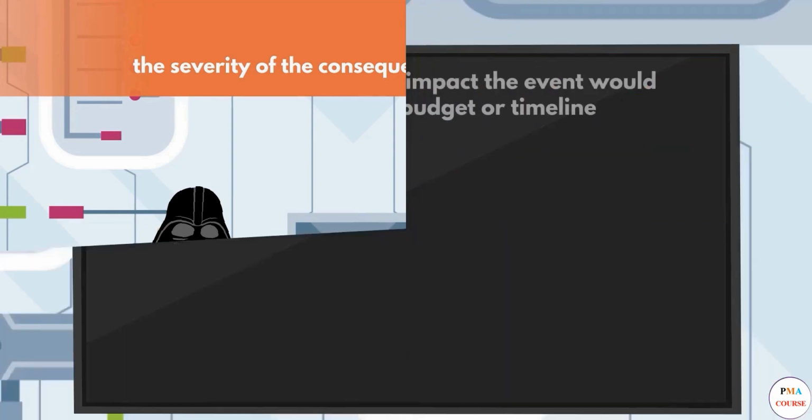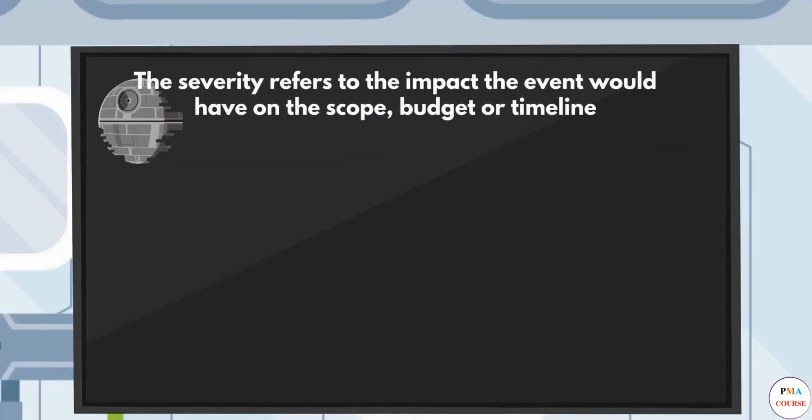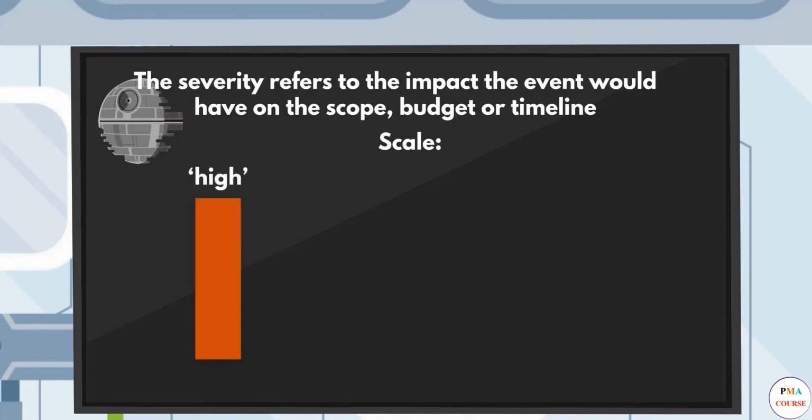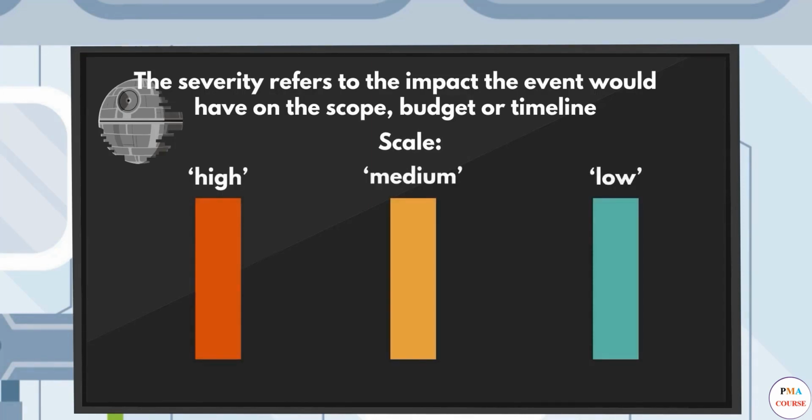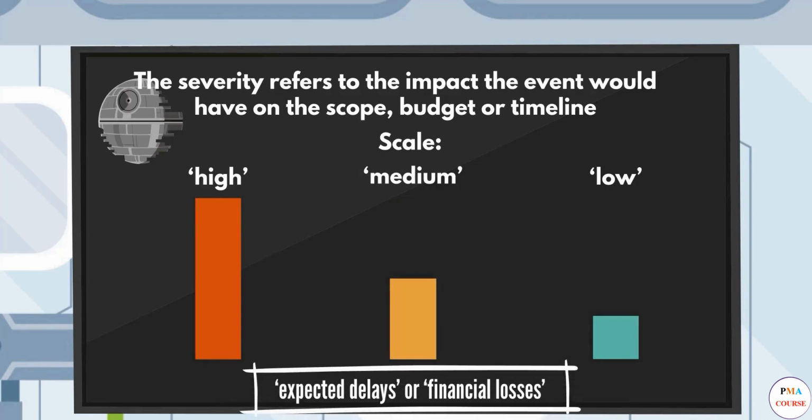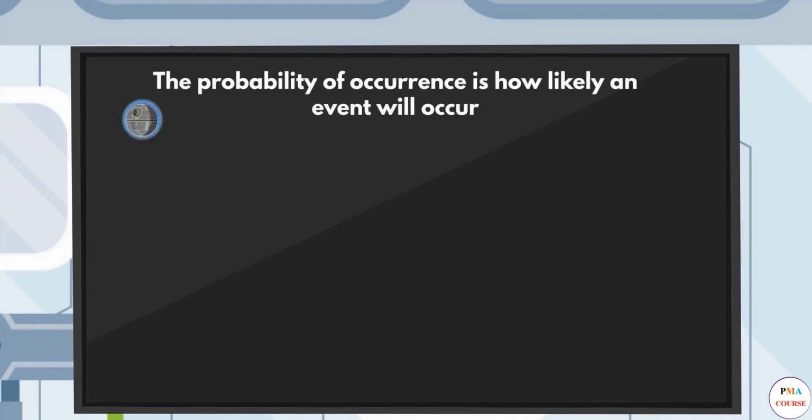The severity refers to the impact the event would have on the scope, budget, or timeline, and to what degree the project activities are exposed to such an event. We record the severity with a scale. A simple one would be high, medium, and low, but could be translated to something as specific as expected delays or financial losses. The probability of occurrence is how likely an event will occur.